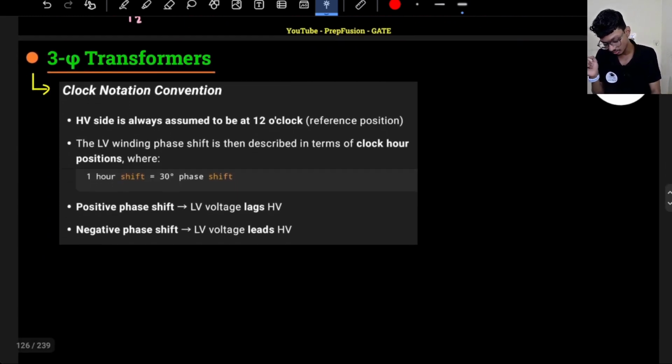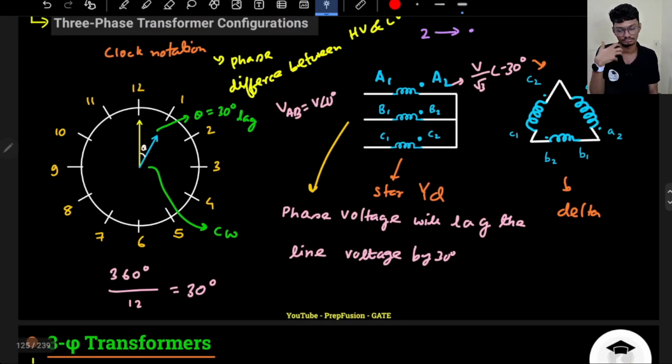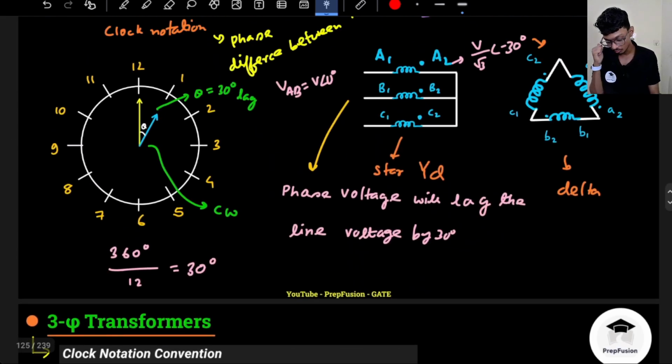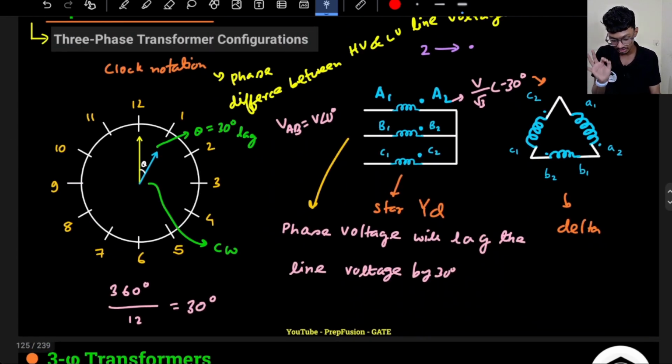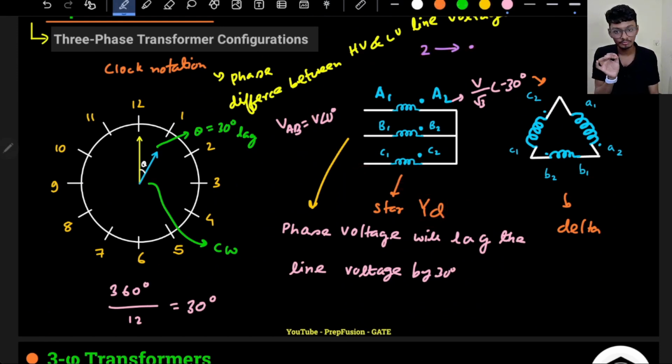So what is the clock? The HV side is always assumed to be at 12 o'clock, that is the reference position. The LV winding phase shift is then described in terms of the clock hour position. So the LV side will be described by the clock hour, and it will be a multiple of 30 degrees. So that's why it will be at 1 o'clock, 11 o'clock, and so on. So what is the connection name here? Actually, it is not only YD. YD does not give me complete information about this transformer. The name of this transformer will be YD1.